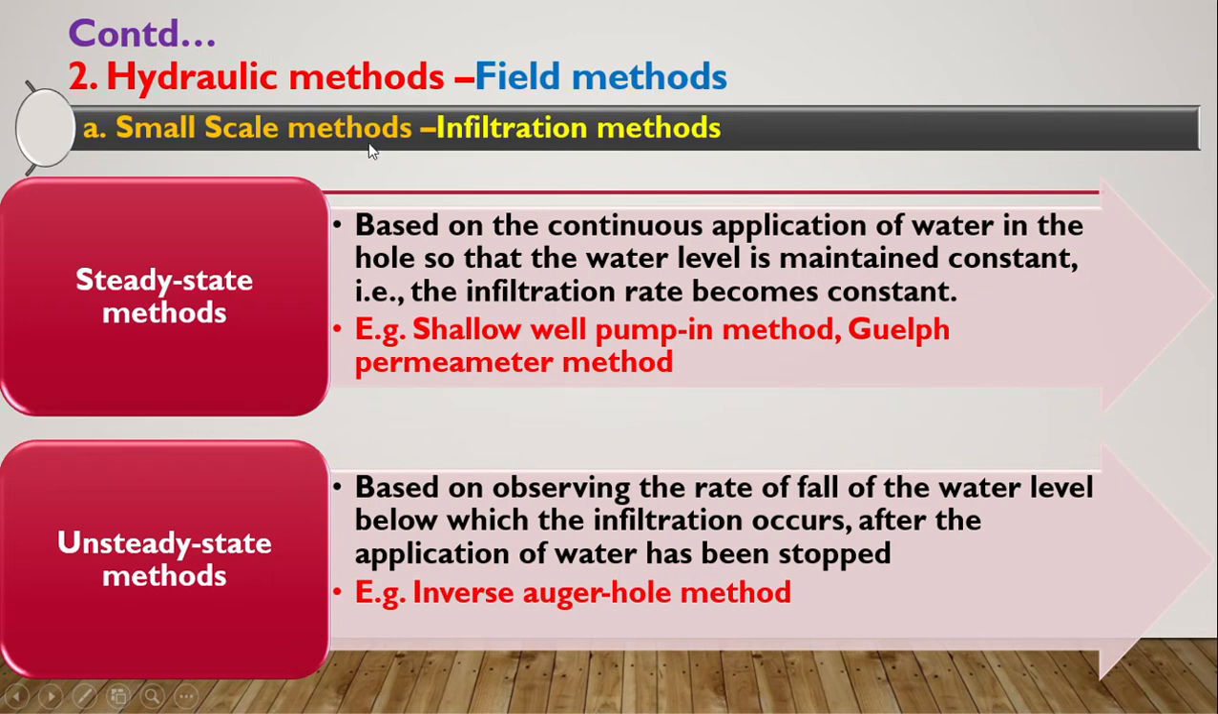In infiltration method, we will measure the amount of water moved into the soil, while in extraction method, we will measure the amount of water coming out of the soil. That is the difference between these two methods. The infiltration methods are of steady state as well as unsteady state. In the steady state, we will make a hole and we will continuously apply the water to the hole. So when water is applied continuously, first what happens is, the surrounding soil will be saturated with water.